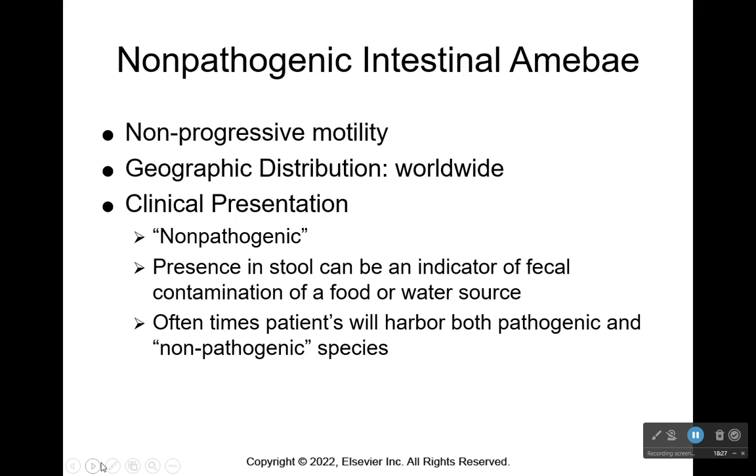One important factor, if we do identify these in stools, is to look for a contaminated food or water source. So even though they're not causing us a problem, we got it somewhere, which just means we should look at our food and water sources. These are all reportable to the health department if they could be present in our water supply.